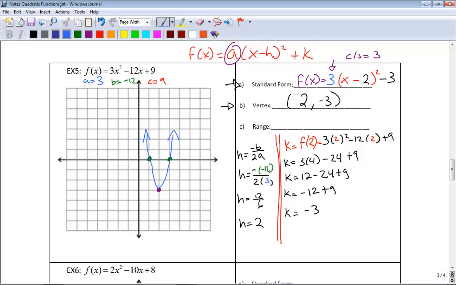Again, we need the graph to find our range. So we go along. The first thing we get to is that purple dot. Well, where is that purple dot located? It's located at the y value of negative 3. So our range would be negative 3 with a bracket because there's a closed circle. The last thing I get to is arrows. Arrows means infinity, so I say comma, infinity, and I close the parentheses.